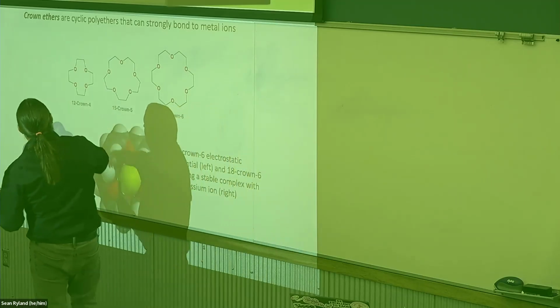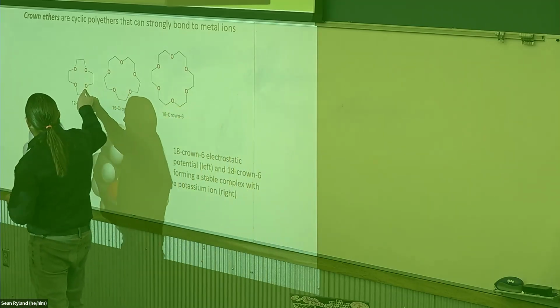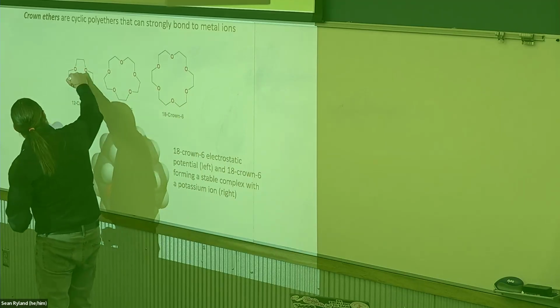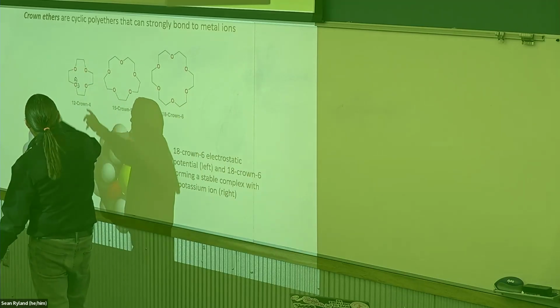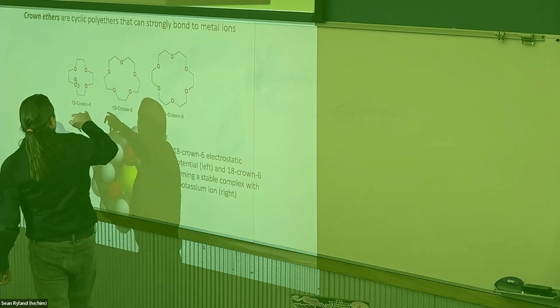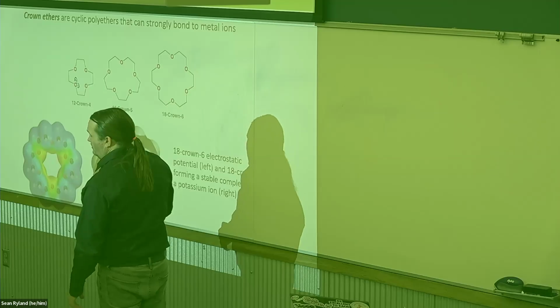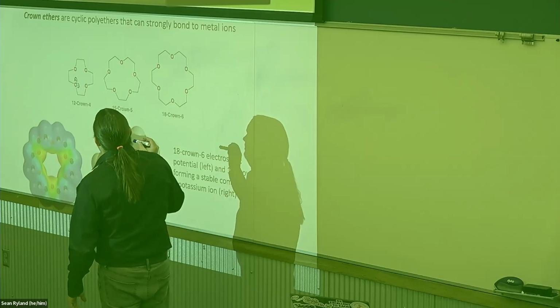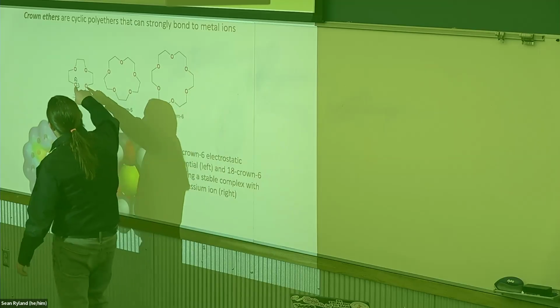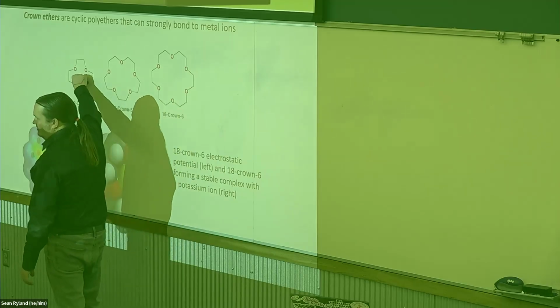The important part is that we have these oxygens, because these oxygens all have lone pairs. If you space them correctly, which is typically 2 carbons and an oxygen, 2 carbons and an oxygen, you wind up with all these lone pairs pointed towards the middle.